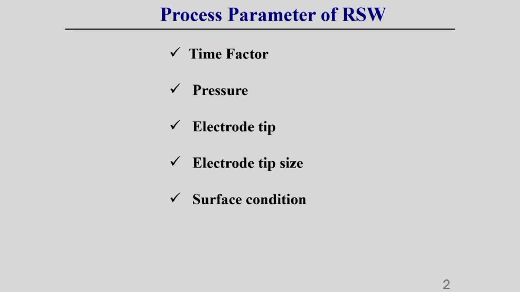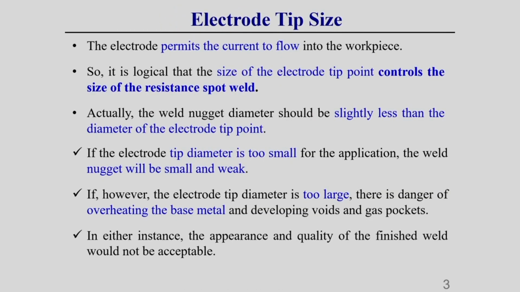So, we have observed that the process parameters used in resistance spot welding are time factor, pressure, electrode tip size and surface condition. I have already discussed the time factor and pressure. The other two parameters remain, which I will discuss today. First of all I will discuss electrode tip size.